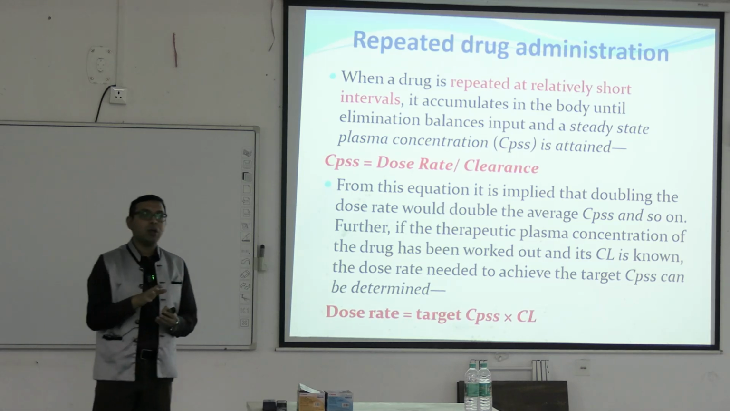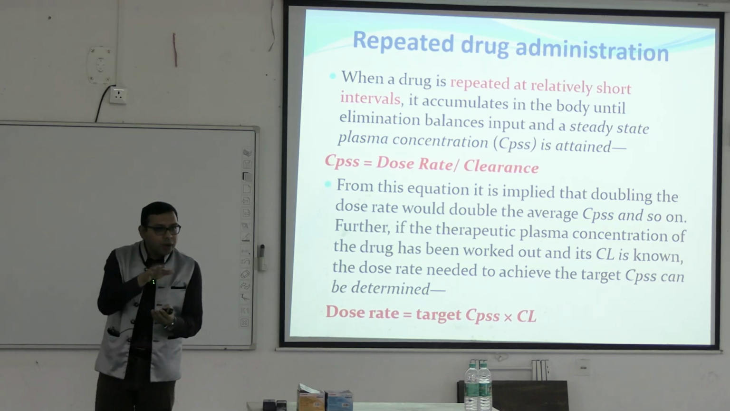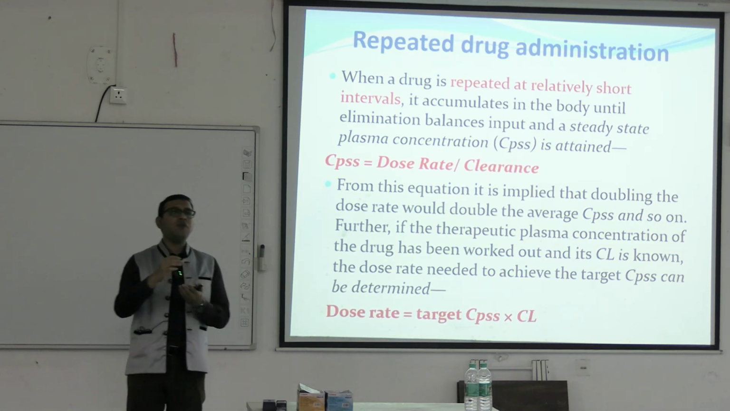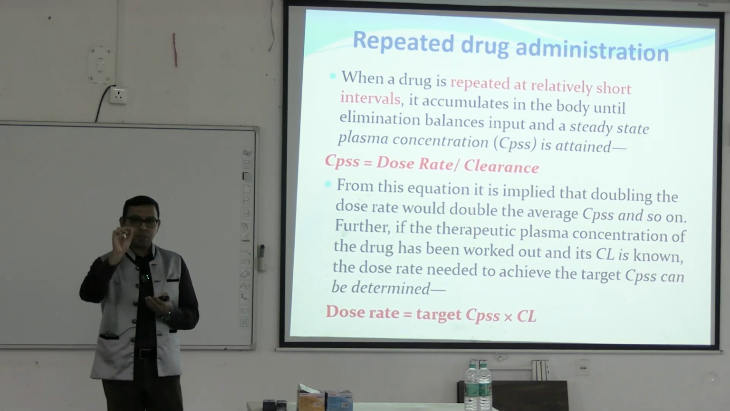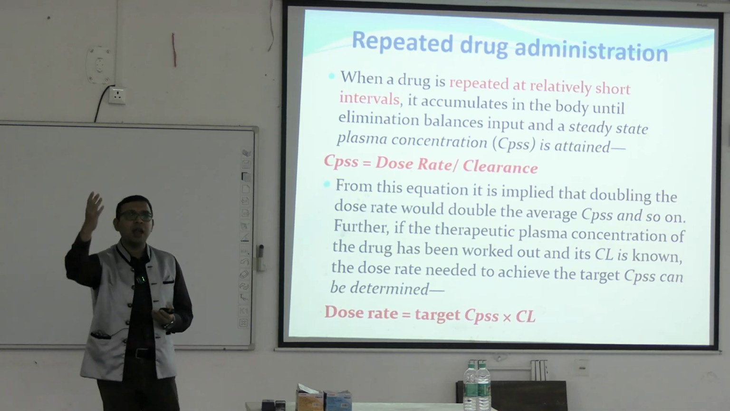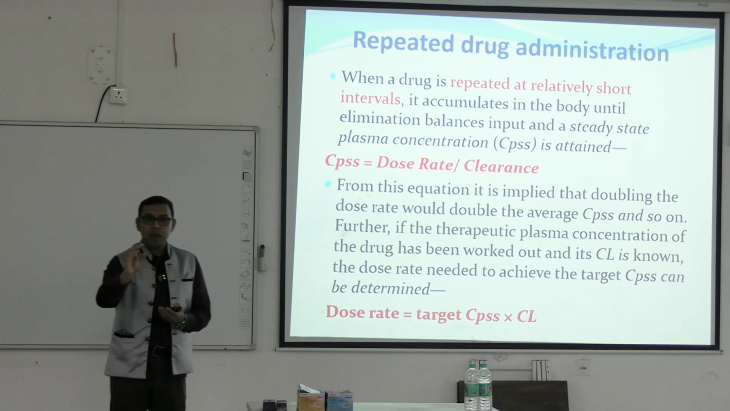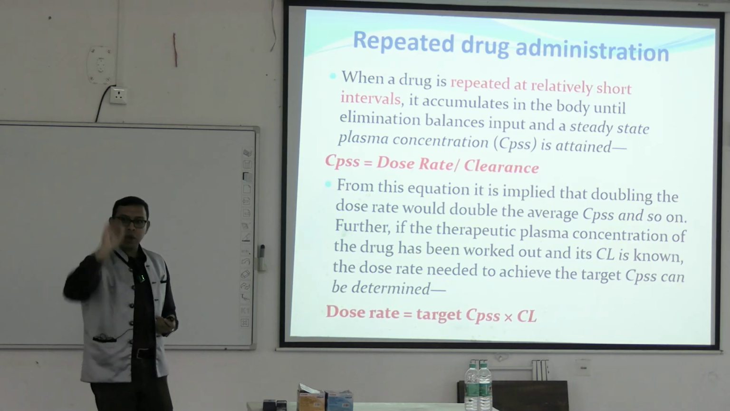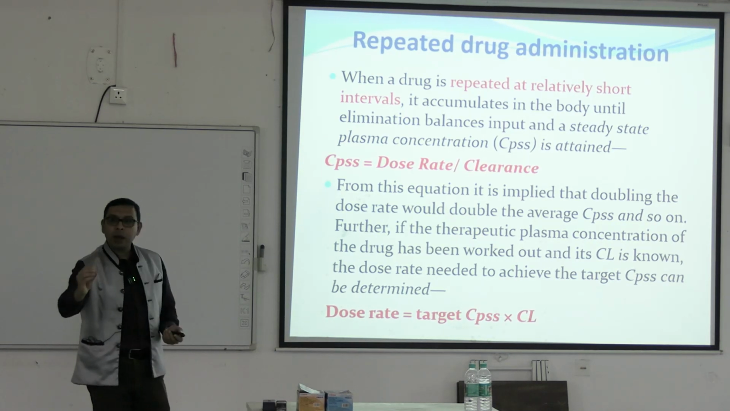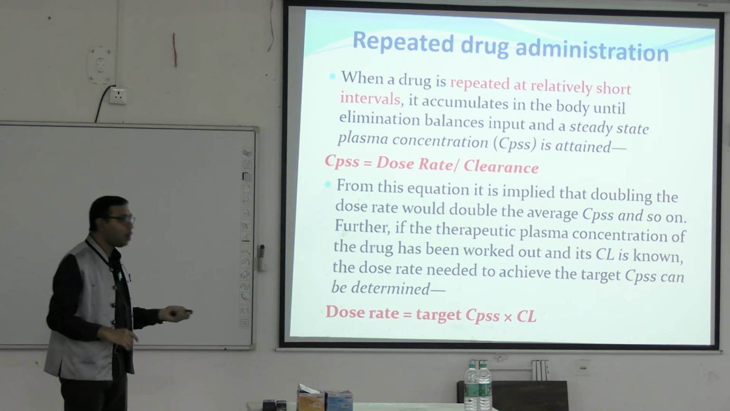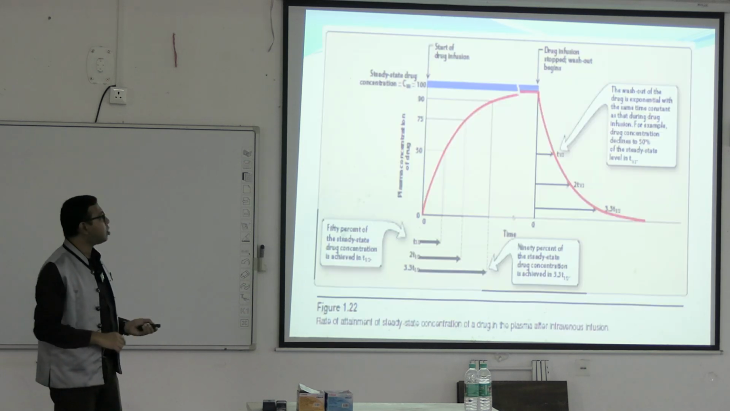There are some drugs, as we have already discussed about the therapeutic window, where the therapeutic window is very narrow. So if the steady state plasma concentration goes very high, there may be toxicity, and if very low, there will be no effect. So we already know the target steady state plasma concentration and the clearance of the drug, and we can multiply these to determine the dose rate like this.